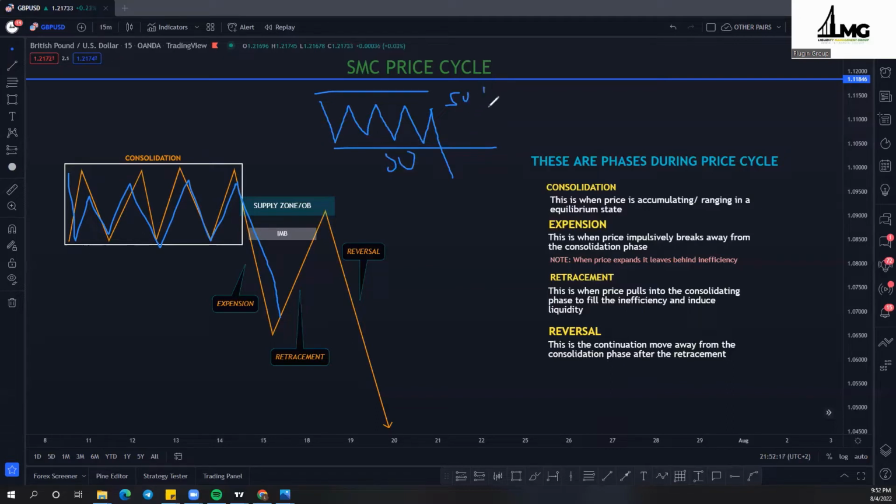But once we get 10 more sellers than the buyers, what happens is that we cause an imbalance of 10 more sellers. This imbalance right here, this impulsive move that's quite volatile, is what causes inefficiency, right? Hence leaving the gap that needs to be filled up later in the market. So in this case, we have price expanding after the consolidation and then retracing into the consolidation phase.